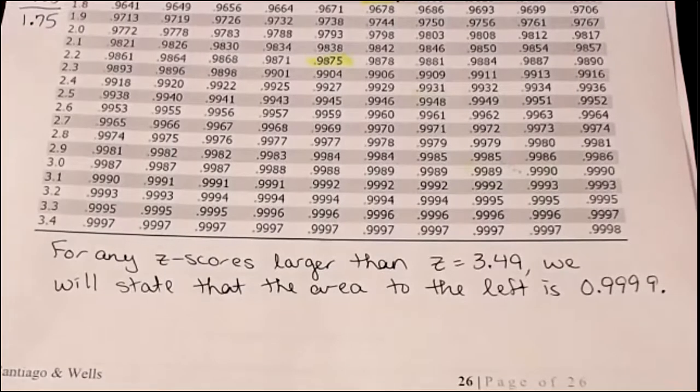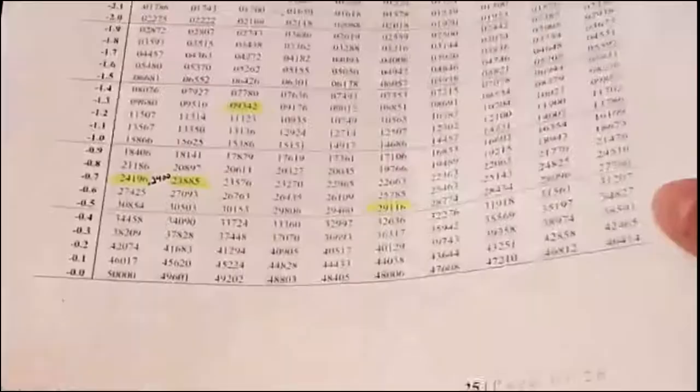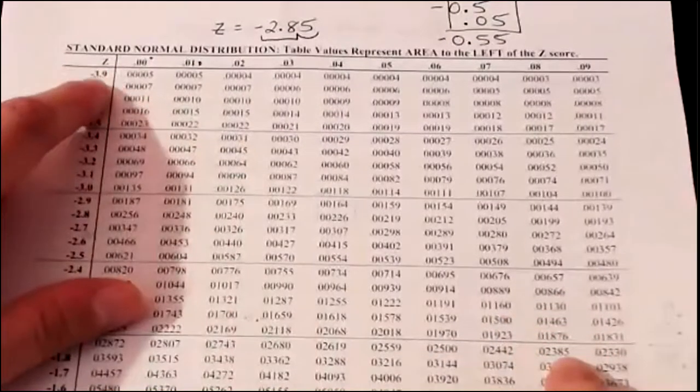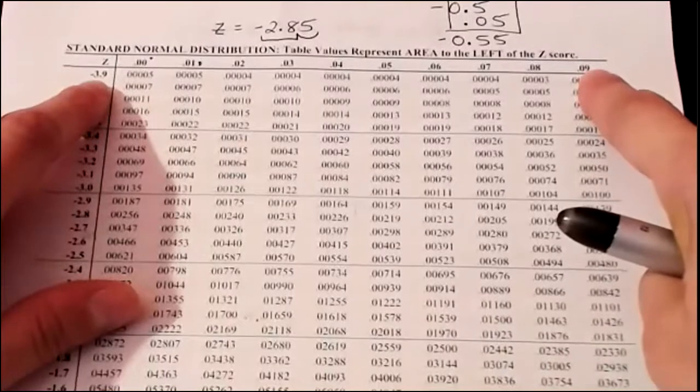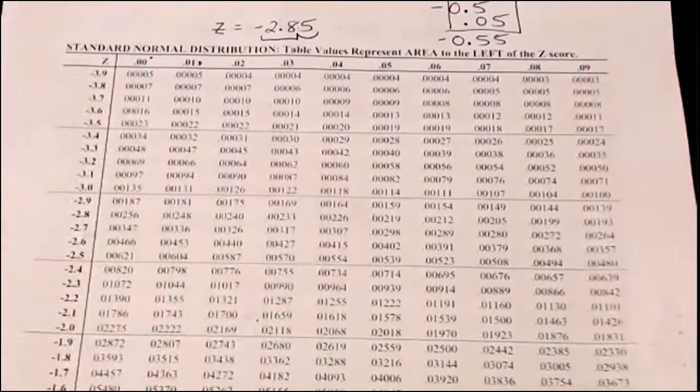Would you flip to the other side when you're ready? Because I want to look at the negative side and write another note. I'm switching this. Hopefully that's okay. Notice here, the smallest z-score on this side is negative 3.99. But what happens if we have a score that's smaller than this? So let's write that down at the bottom.